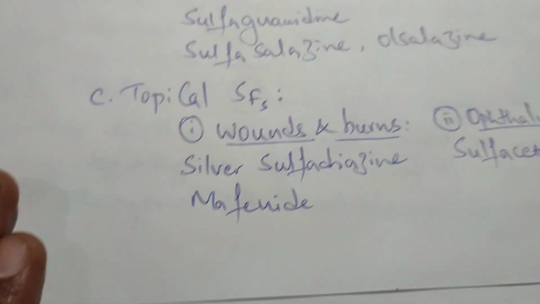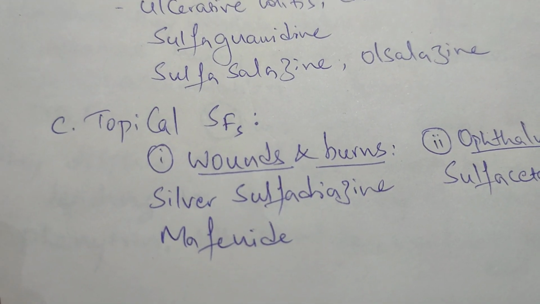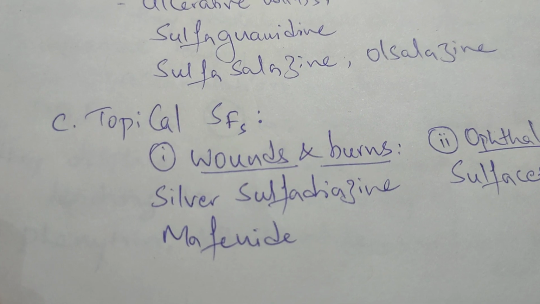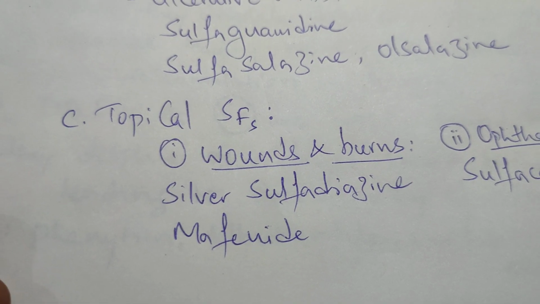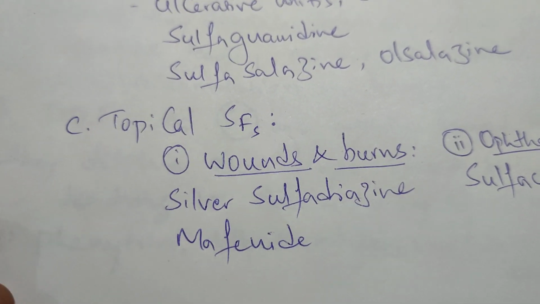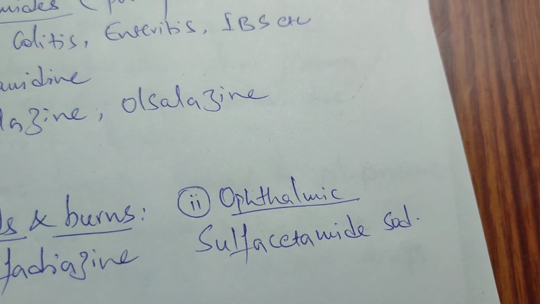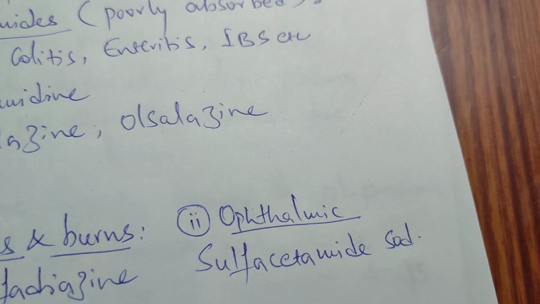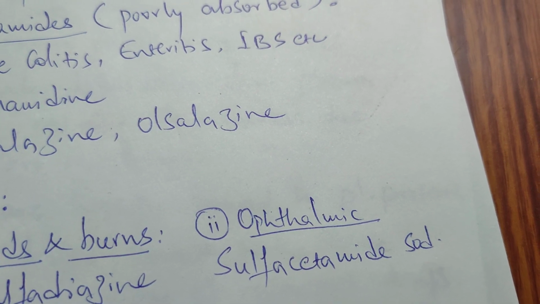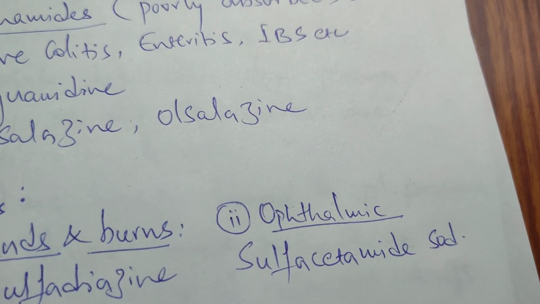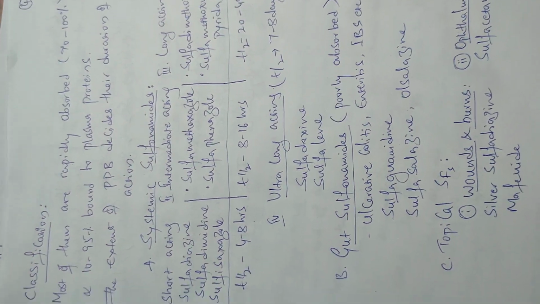Next are topically used sulfonamides. For treatment of wounds and burns, some ointments are used. An example is silver sulfadiazine ointment. And then mafenide is also used. Mafenide is a drug without the prefix sulfa. It belongs to the sulfa category, but it has no prefix called sulfa. Next are the ophthalmic preparations. Sulfacetamide sodium is available in 10%, 20%, and 40% strengths, and it is used for treatment of corneal infections. Okay, so this is about the classification of sulfonamides.